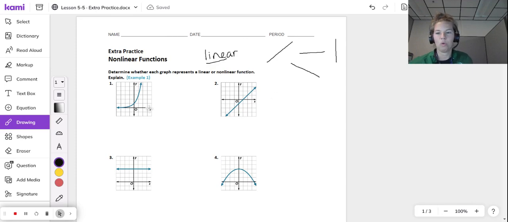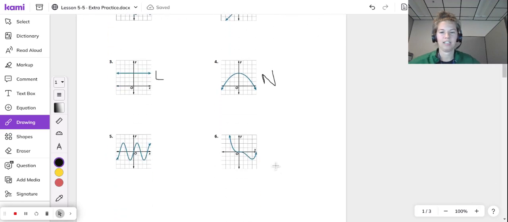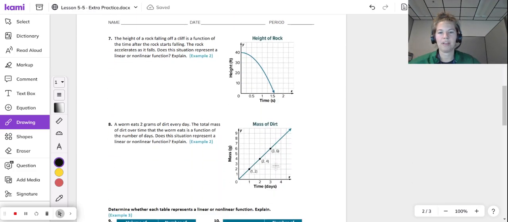Now when we look at a graph, see how it has a bend in it? That is non-linear. Straight line means linear. Straight line, linear; bend, non-linear. You try those two on your own. All right, now we have situations.